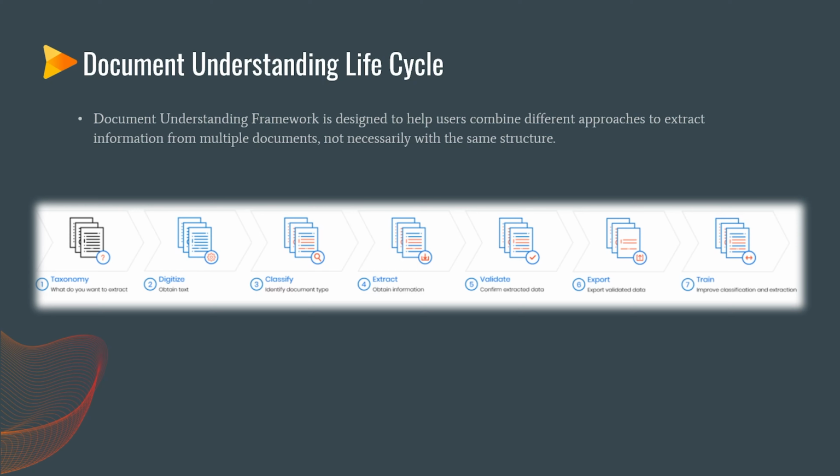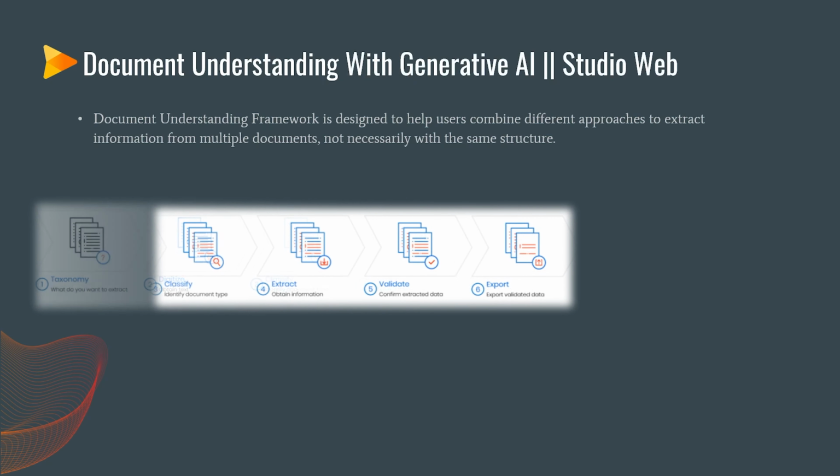But with the generative AI classifier, we can eliminate the creation of taxonomy, and we don't have to train the model because we are already using a generative AI model. So it'll already get trained by itself. We just use a classifier activity in Studio Web, and we give the classifier as generative AI classifier, and that will tell us what type of document it is.